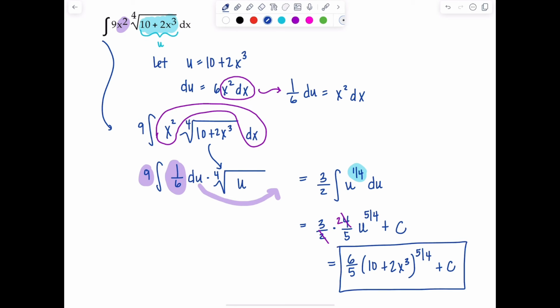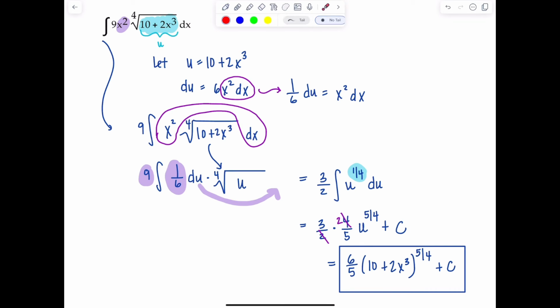That's it. Voila. And you know, you always could check your work. Just take the derivative of what you have here, and you should get back the integrand. Otherwise, you did something wrong. Okay. Let's look at some more u subs.